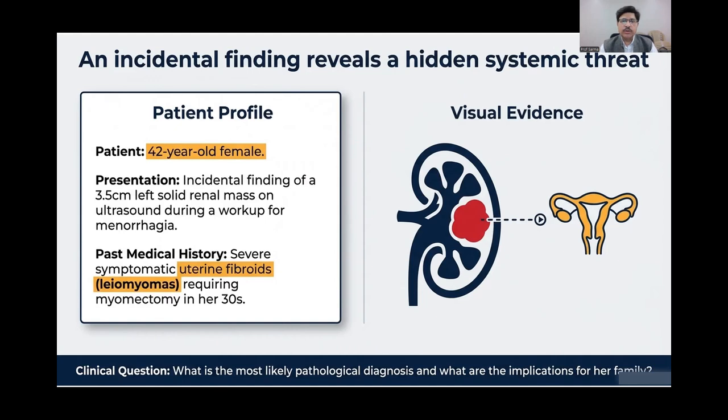So generally, what do you think the leiomyoma in the past has got to do with the present one? No, it's not like that. What is the most likely pathological diagnosis? What are the implications for her family as far as this presentation is concerned? Then let us look at the next slide.